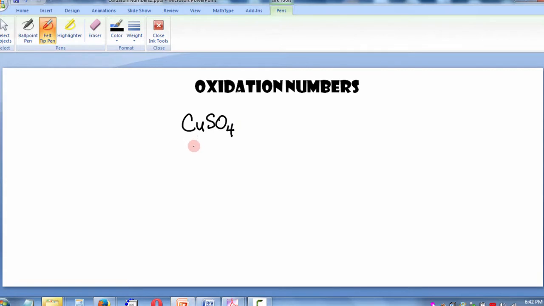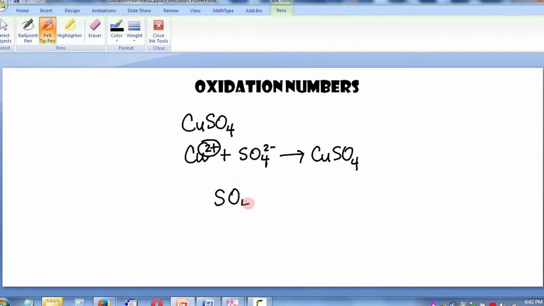Well, this kind of gives it away because we know that copper 2 plus and SO4 with a 2 minus charge gives us copper 2 sulfate. So in this case, copper would be 2 plus. What is the oxidation state of sulfur in the sulfate anion? We have SO4 with the 2 minus charge.